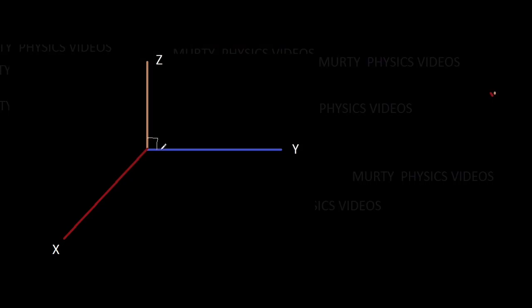Y-axis and Z-axis are perpendicular, and Z-axis and X-axis, these two are perpendicular, and X-axis and Y-axis, these two are perpendicular.